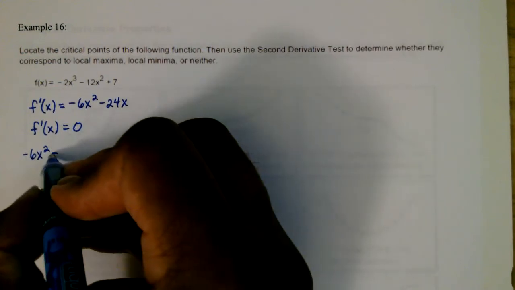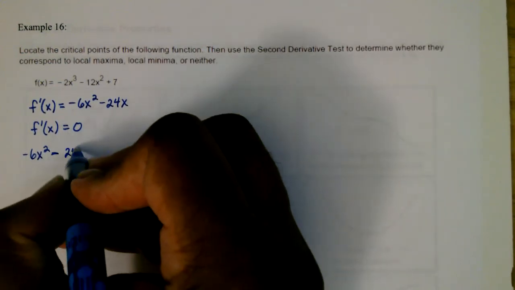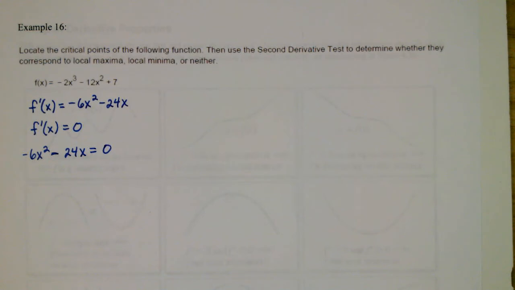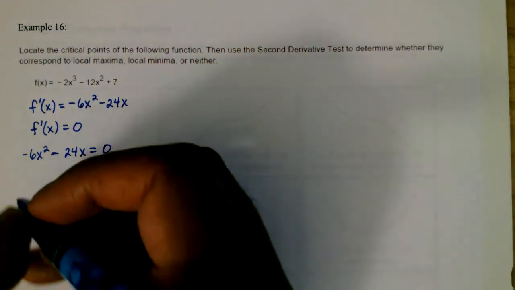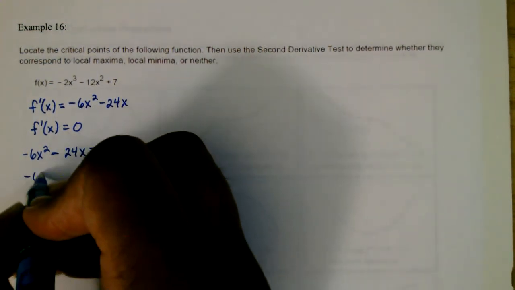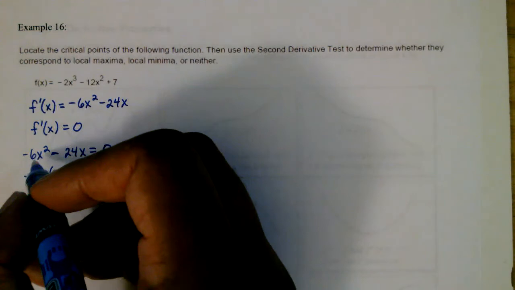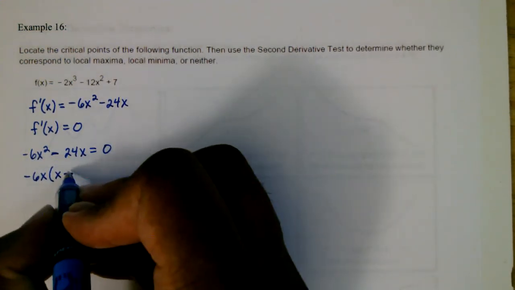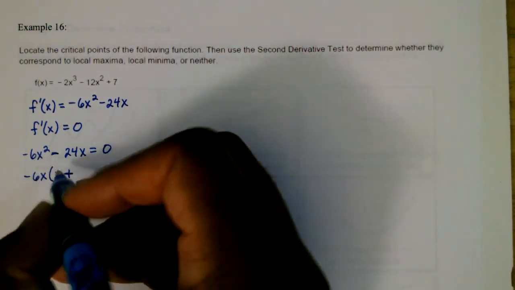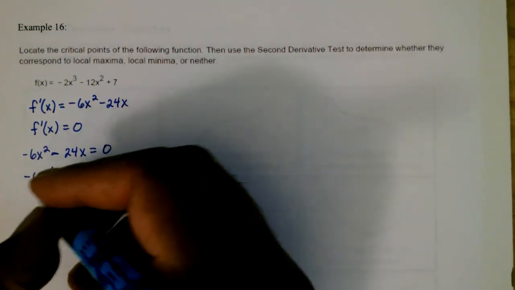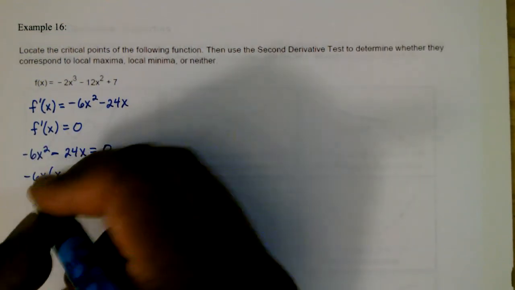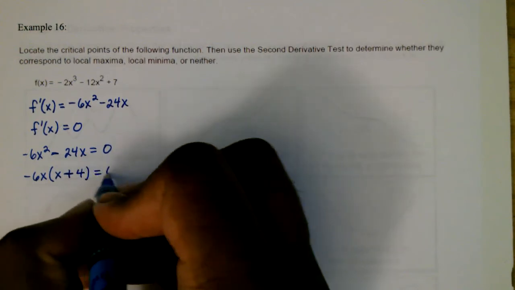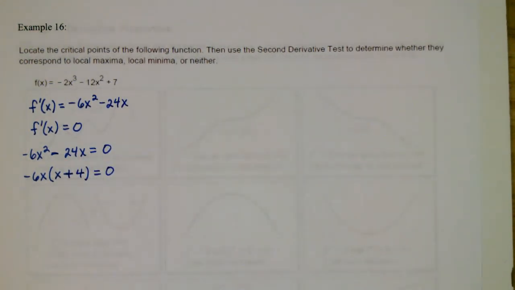So I get negative 6x squared minus 24x equal to 0. Well, let's see if we can factor out the negative 6x in this problem. Negative 6x squared divided by negative 6x will be x. And this will be plus because the minus times the minus divided by a minus will be a plus. 24x divided by 6x will be 4. And that's equal to 0.